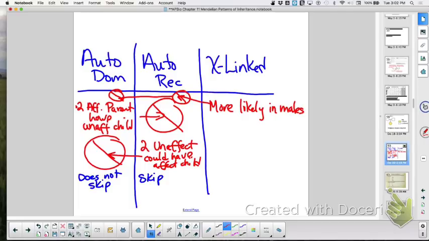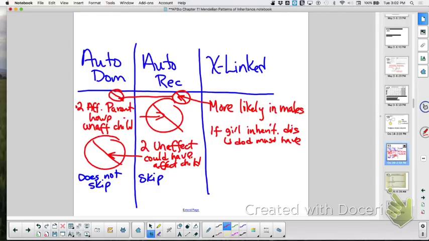What could you tell me about a daughter who inherits an X-linked recessive disease? What could you tell me about her parents? If it's a girl, then her dad has to have it too. Because for a girl to have that disease, she has to get two bad X's. One of those bad X's comes from dad, so he must have the disease. Does her mom have to have it? No. She could just be a carrier.